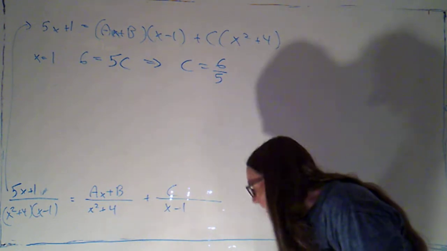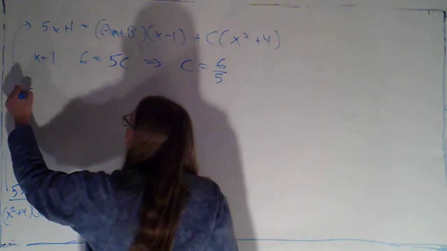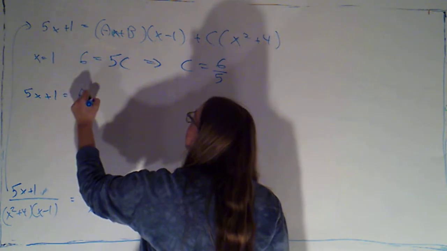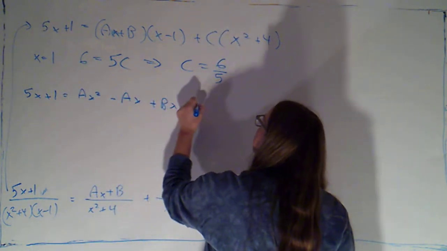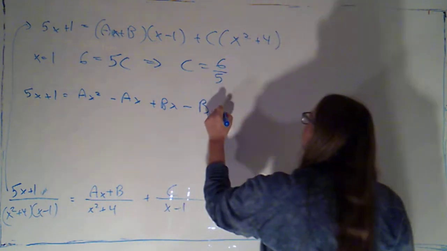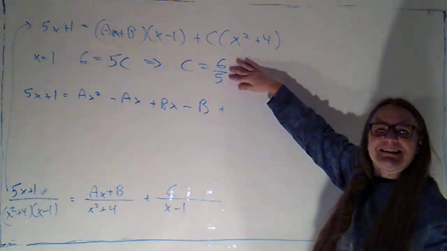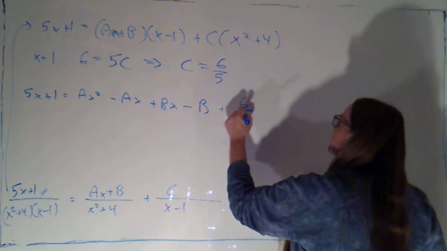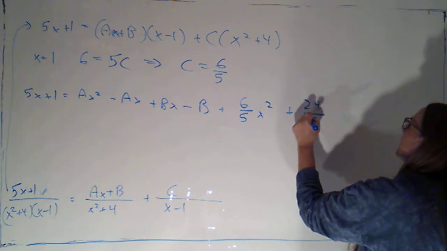So, for the rest of it, I'm going to just multiply things out to equate like coefficients. So I've got 5x plus 1 is, we'll FOIL that out. So ax squared minus ax plus bx minus b. Plus, now I'm going to distribute the c here, but I know that c is 6/5. So let's go ahead and plug that in. So plus 6/5 x squared plus 24/5.